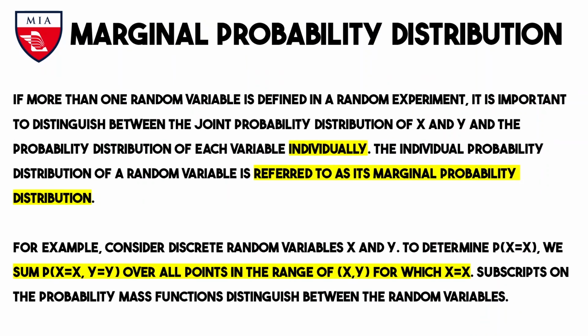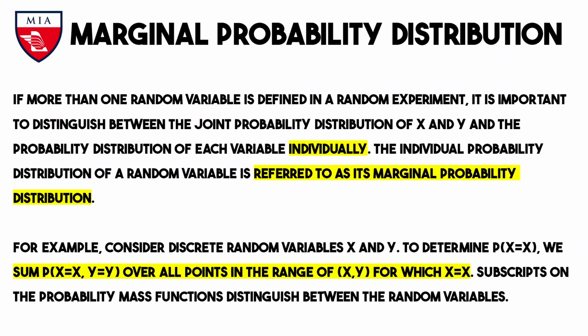Next, after we discuss the joint probability distribution, we will now discuss the marginal probability distribution. Okay? Wherein, in terms of marginal probability distribution, it is the probability of a single event occurring independent of other events. So, if more than one random variable is defined in a random experiment, it is important to distinguish between the joint probability distribution of x and y and the probability distribution of each variable individually. The individual probability distribution of a random variable is referred to as its marginal probability distribution.